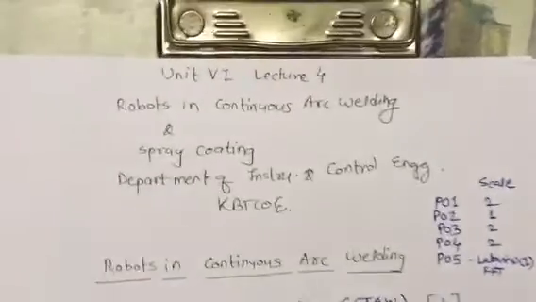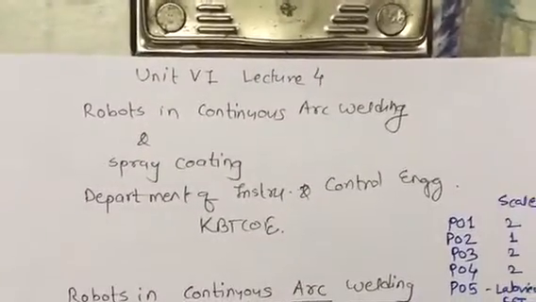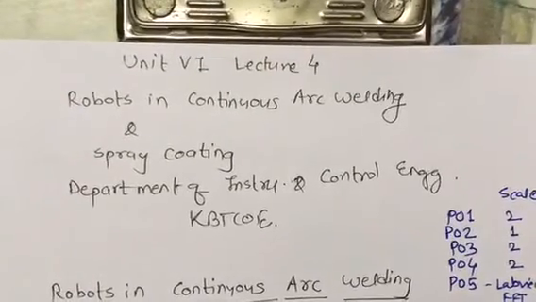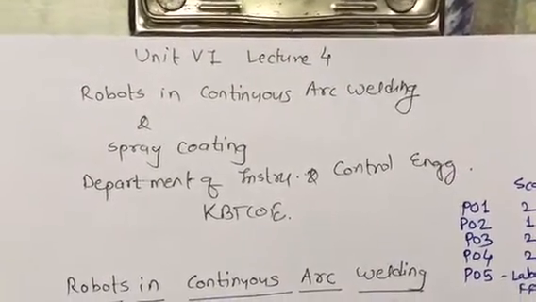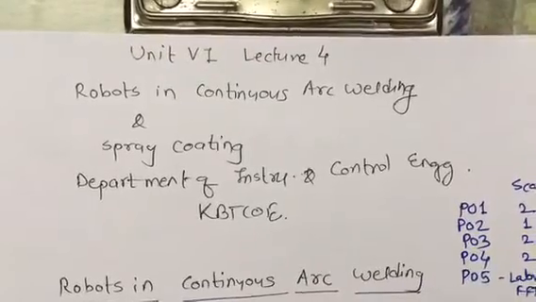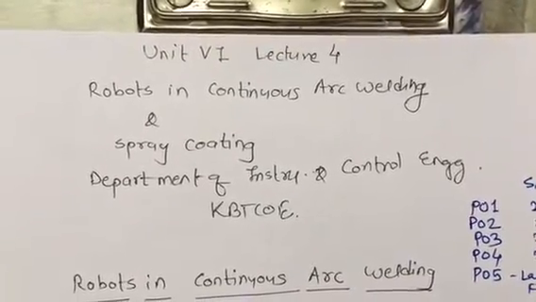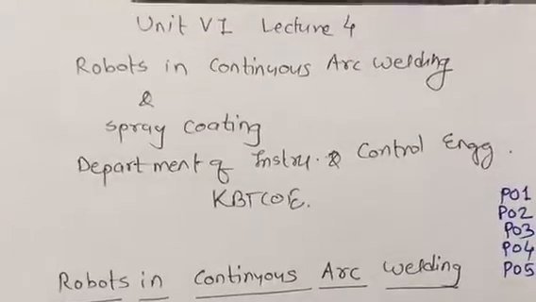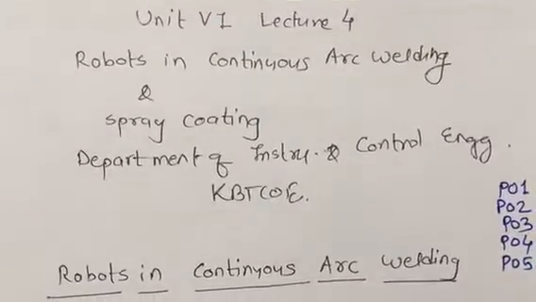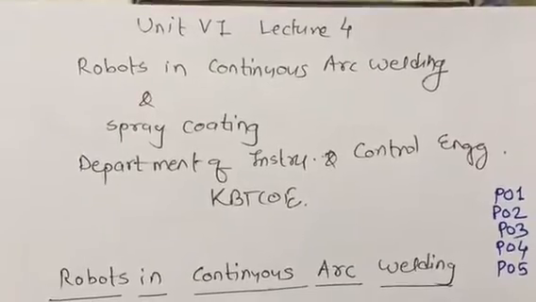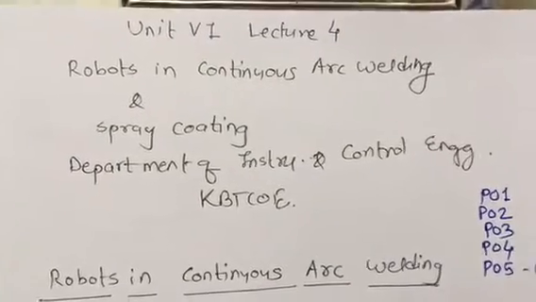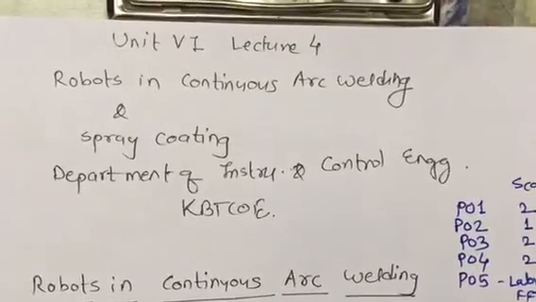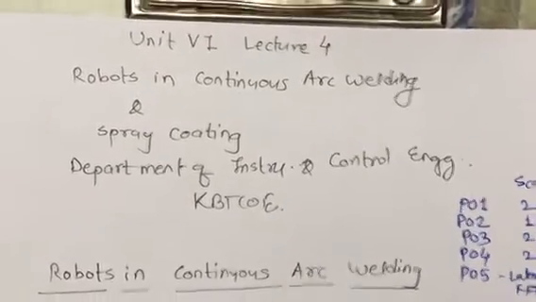Greetings. In this session, we are going to learn robots in continuous arc welding, which is a part of unit number 6. This is lecture number 4. Later on, we will study robots in spray coating as well. However, in this session, we are going to learn only robots in continuous arc welding. I am Abhijit Kulkarni from Department of Instrumentation and Control, KBT College of Engineering.